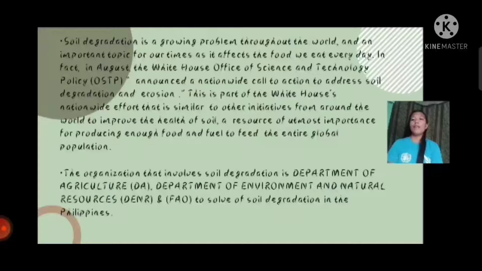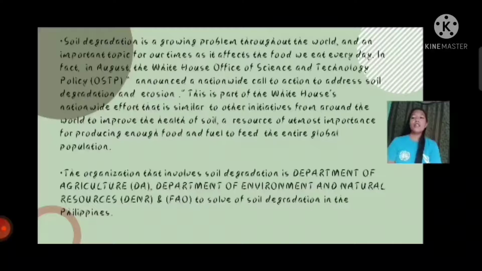This is part of the White House's nationwide effort that is similar to other initiatives from around the world to improve the health of soil, a resource of utmost importance for producing enough food and fuel to feed the entire global population. The OSTP is trying to control and reduce soil degradation. This office is raising awareness of the issue and is encouraging innovative approaches in land management techniques.